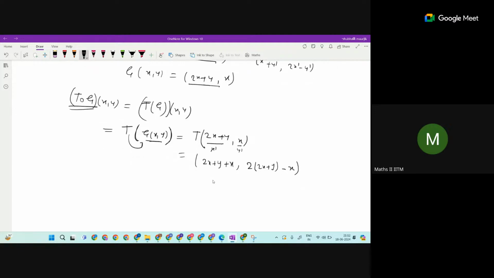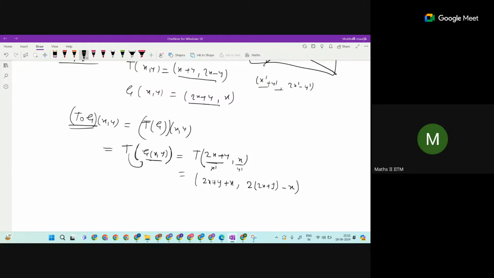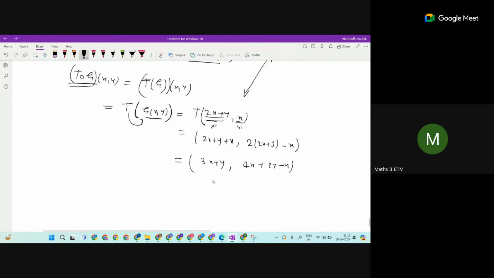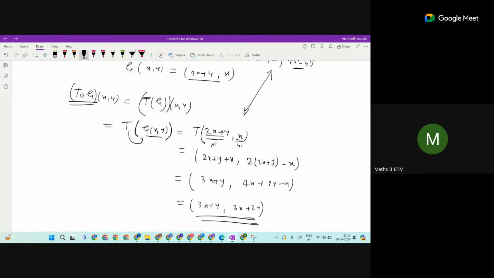So that's the meaning here. This is your x and this is your y, and this just matches here. Try to see it, the same thing remains. Just in place of x, y, I'm writing this one and this one, and this is going to be 3x plus y, and this is 4x plus y, 2y minus x. So finally the expression is going to be 3x plus y and 3x plus 2y. This is the composition.